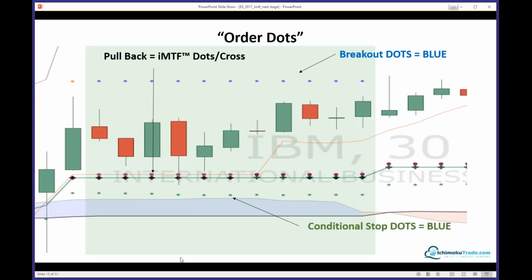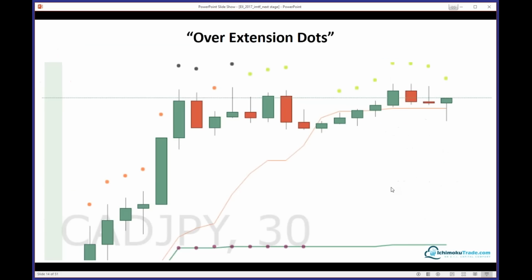That's it. Once you're in the trade, you use these green dots as your trailing stop, so you don't have to sit there and think about where your stop needs to be at all. Those are the dots there. Okay? Now, we covered everything for entry.